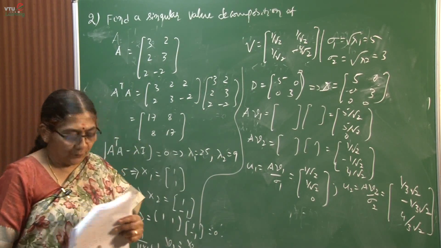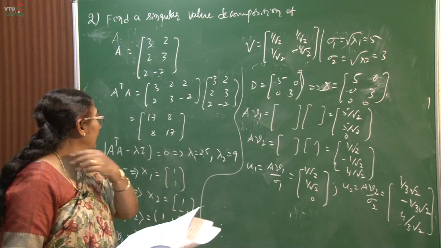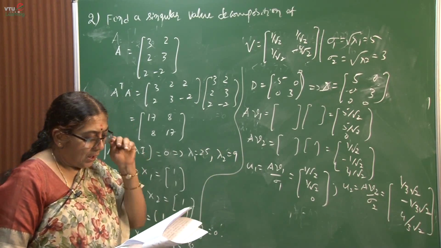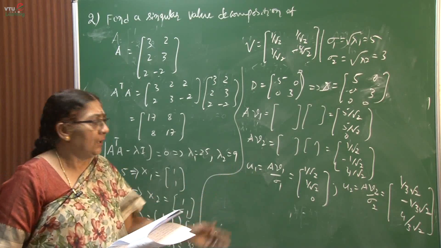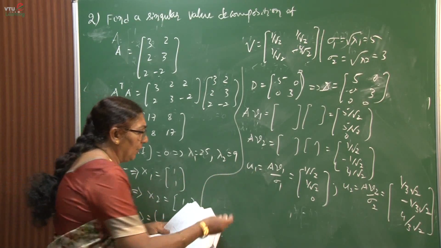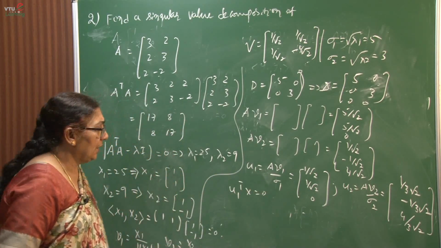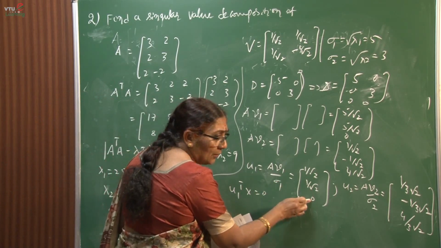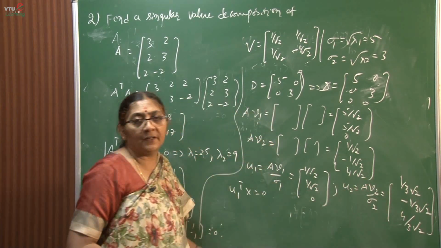Still I need U3, but we have only 2 singular values, so we get only U1 and U2. I want to find one more vector. Therefore, to find it, I take U1 transpose x equal to 0. I will explain why I have taken this. Here one component is 0 and the other two are not 0, but all the components should be non-zero.